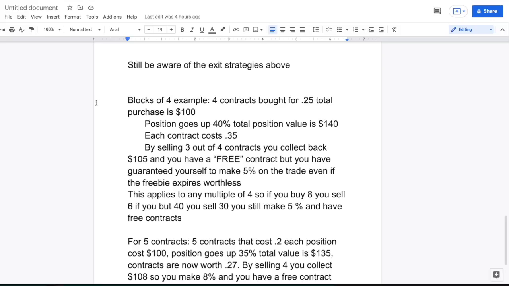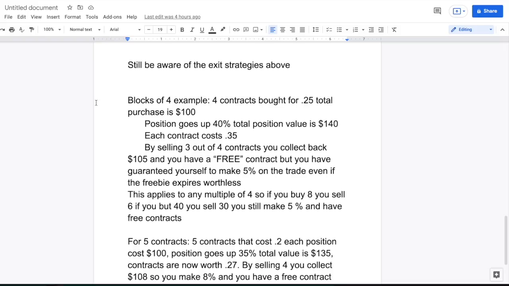So you've guaranteed yourself 5% of 10% of your portfolio. That's actually that 0.5% that we needed from that compound interest calculator before. And now you have a free contract. But even if that free contract goes to 0, you've guaranteed yourself 0.5% for that trade. You could be completely done for the day at that point, even if that freebie expires worthless. Now, this applies to any multiple of 4. So let's say you buy 8, you would then sell 6 after the position would go up about 40%. You still make that 5% and have free contracts.